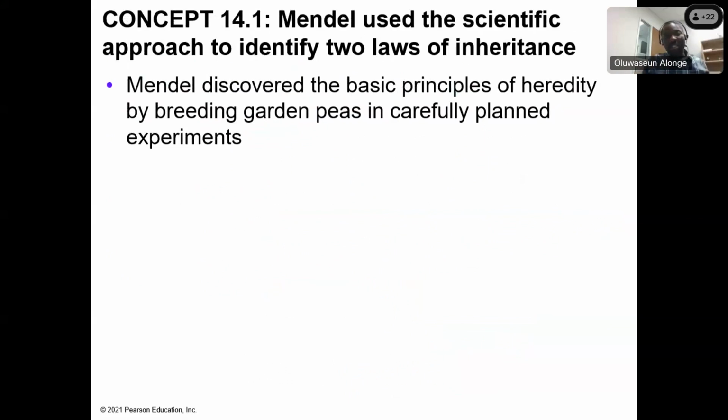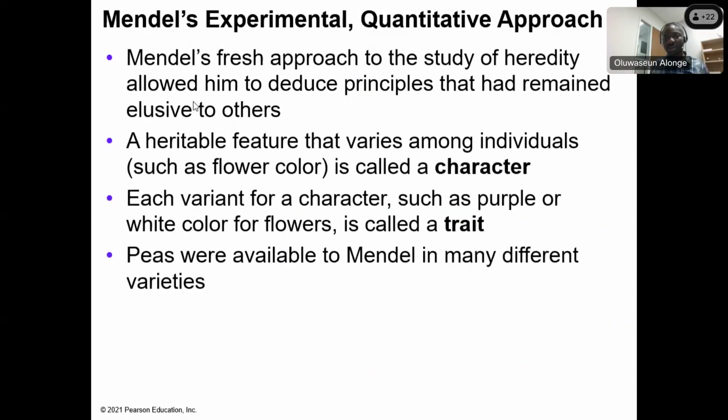So Mendel discovered the basic principle of heredity by breeding garden peas in carefully planned experiments. Mendel's first approach to study heredity allowed him to deduce principles that remained elusive to others. A heritable feature that varies among individuals, we call it a character. So in biology, when we say character, it means features that are inherited and vary among organisms.